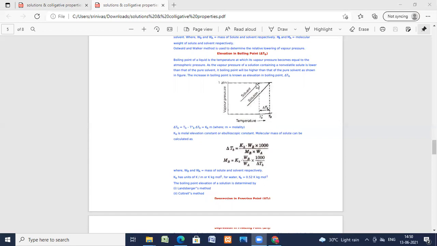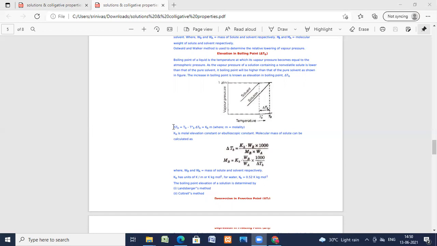This is T naught B, the boiling temperature of the solvent, and this is TB, the boiling temperature of the solution. Now the difference, TB minus T naught B, is delta TB. This is called the elevation of boiling temperature. It was 100 and it has increased. So the change in boiling temperature is the elevation in boiling temperature. So this is delta T.